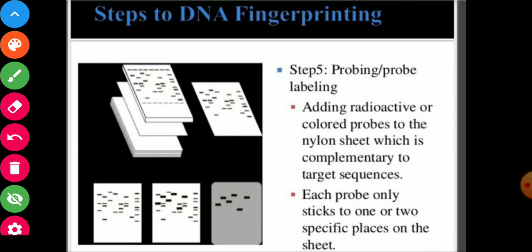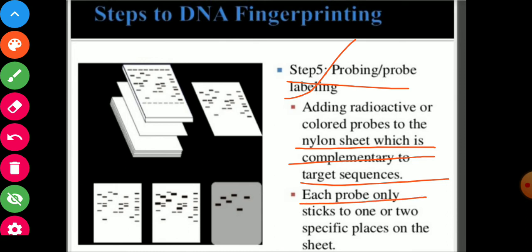Step 5. Probing or probe labeling. Adding radioactive or colored probes to the nylon sheet which are complementary to the target sequences. Each probe only sticks to one or two specific places on the sheet. As the probe is added, this probe hybridizes with the sequences which are present in the transferred DNA.